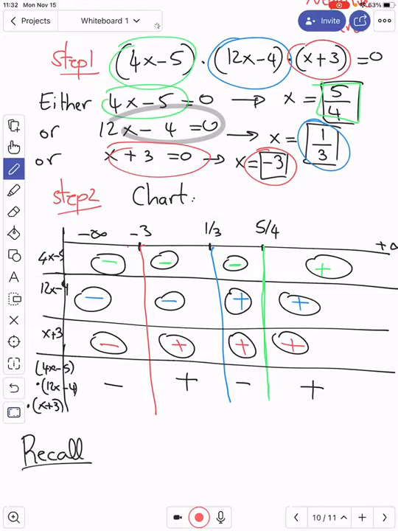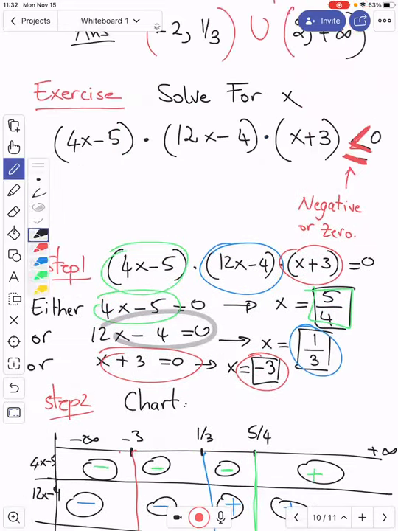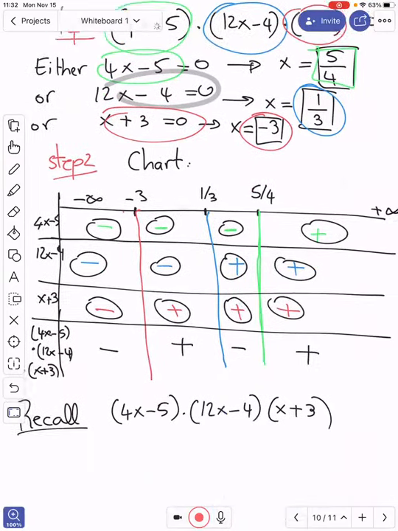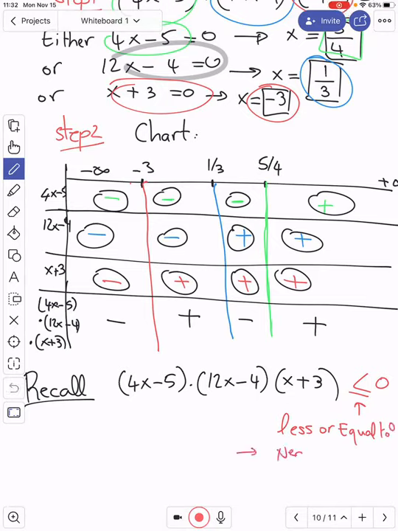Our initial inequality was 4x minus 5 times 12x minus 4 times x plus 3, right? And we said it has to be less or equal to 0. So this whole thing has to be less or equal to 0. If you are less than 0, it means it's negative. So it's negative or equal to 0.